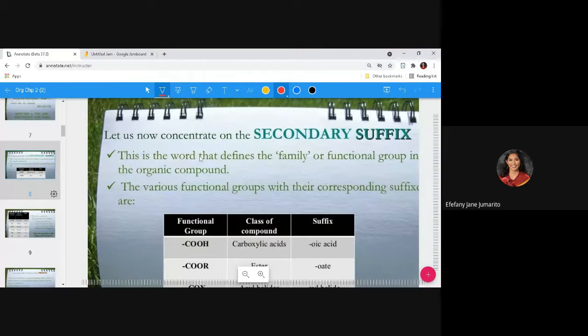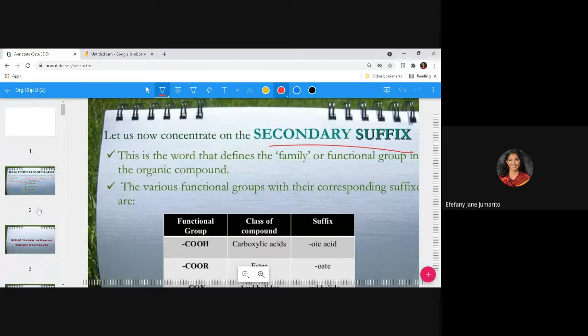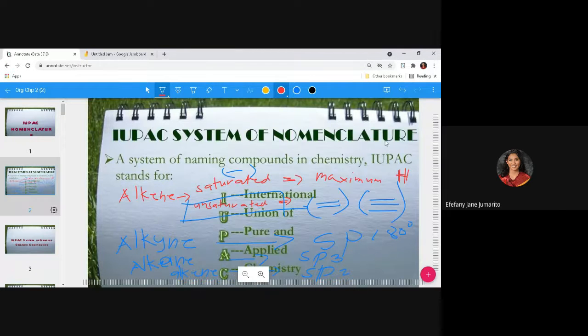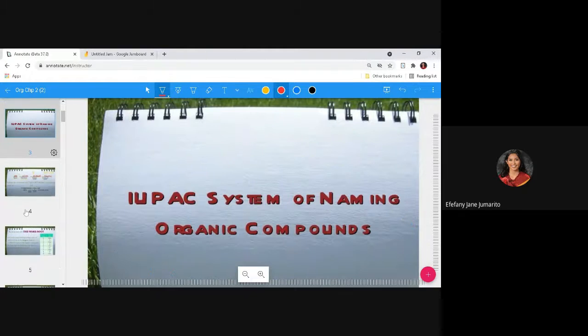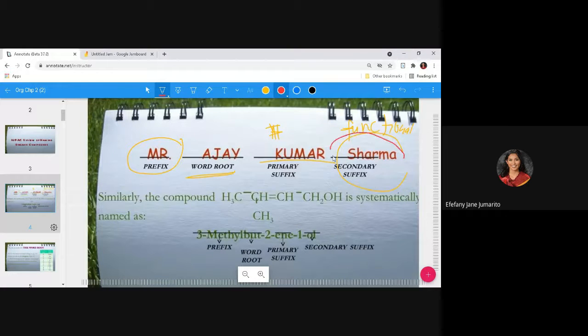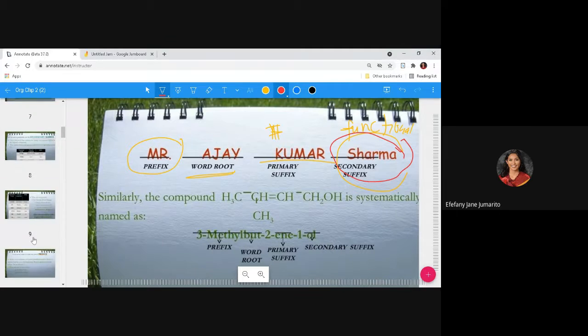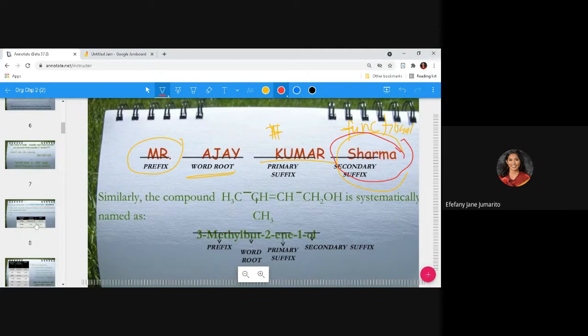Okay, so what about the secondary suffix? So the secondary suffix class is this one. Asa ba to? Okay. So the second is your suffix, the secondary suffix. You put there your functional group.